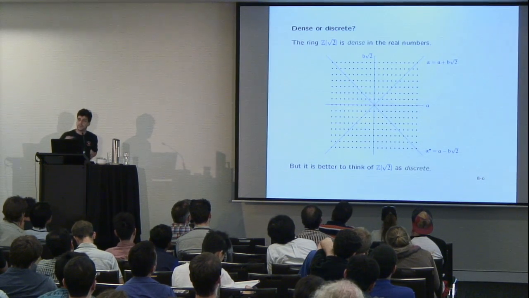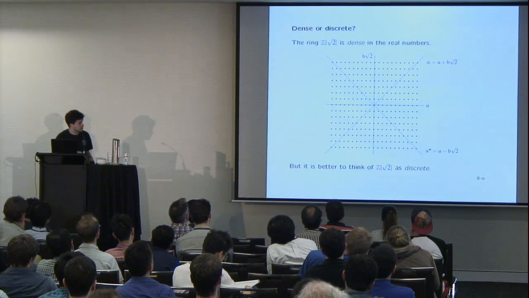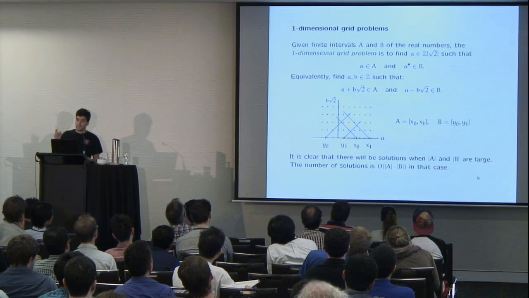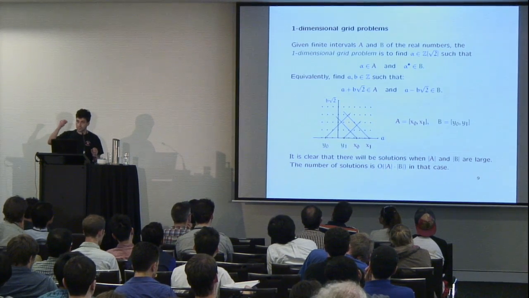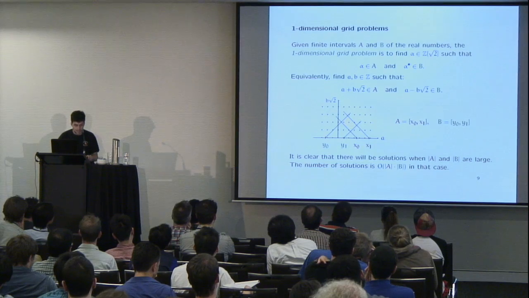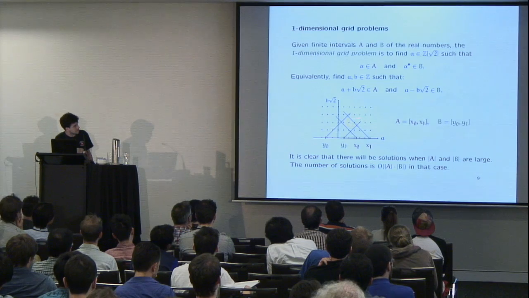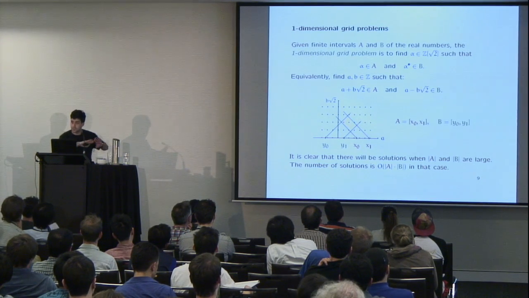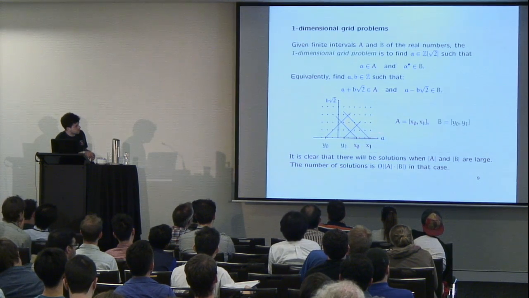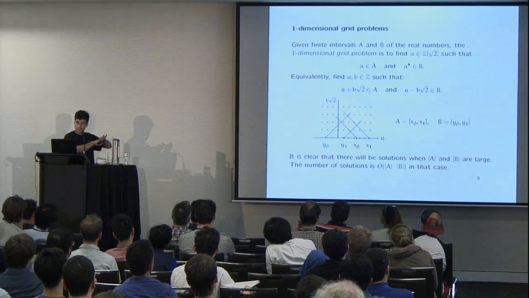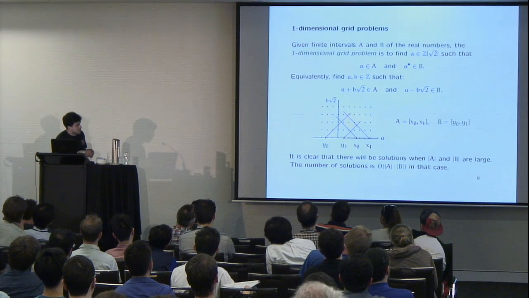Now here's why it's interesting to think of Z root 2 as this lattice rather than as a dense subset of the line. Given a one-dimensional grid problem with these two intervals, the solutions are the points of the lattice that lie inside this 45-degree rectangle. You're using your interval A and your interval B here and drawing these 45-degree lines. They define this rectangle, and the solutions to the grid problem are the lattice points that are inside this rectangle.